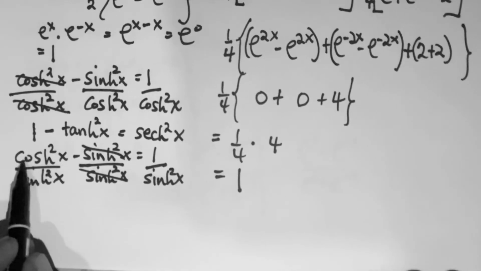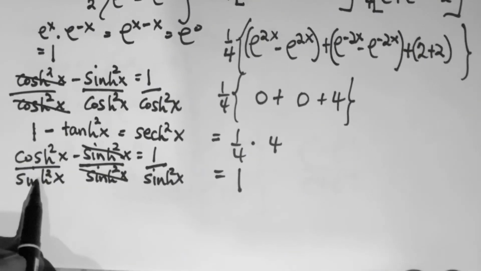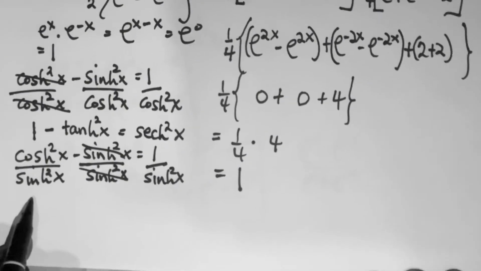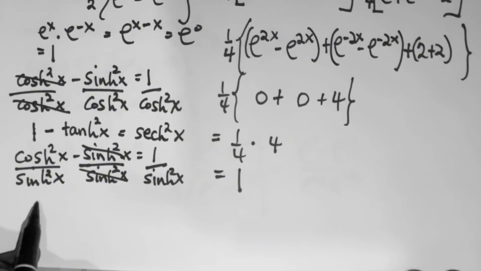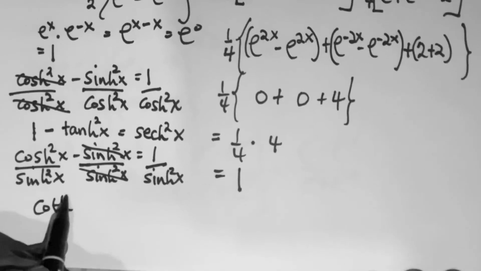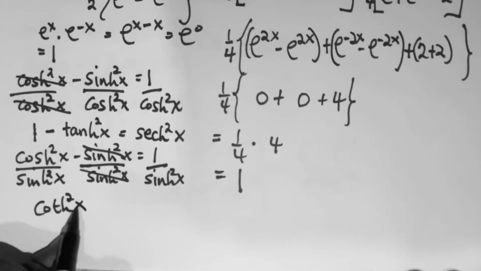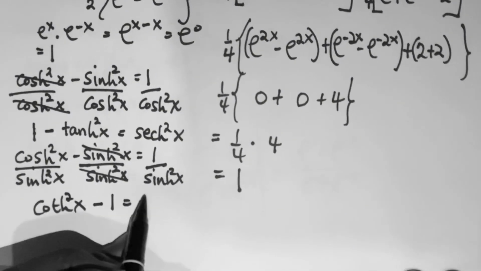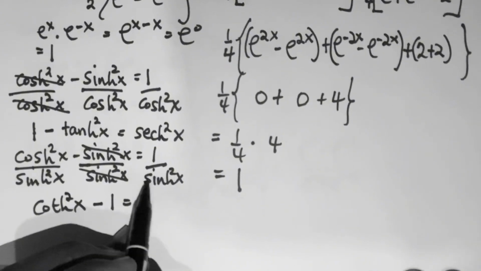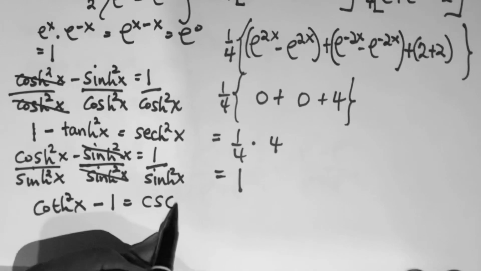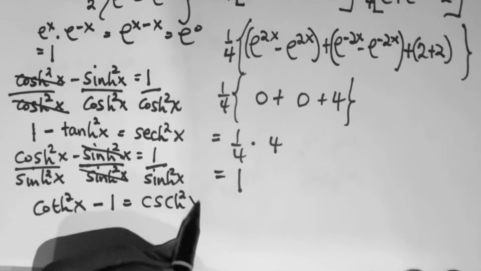Now cosh squared x divided by sinh squared x is the same as 1 over the hyperbolic tan, and that will give us the hyperbolic cot. So this becomes coth squared x minus 1 equals, now 1 divided by sinh squared x is the same as the hyperbolic cosec squared x.